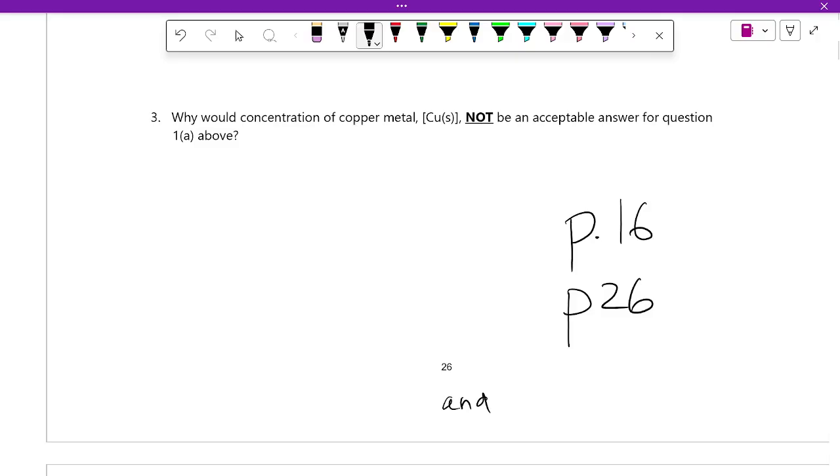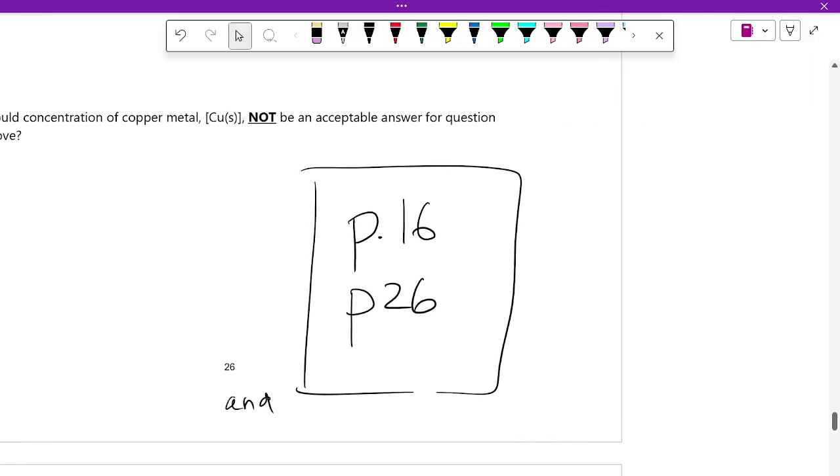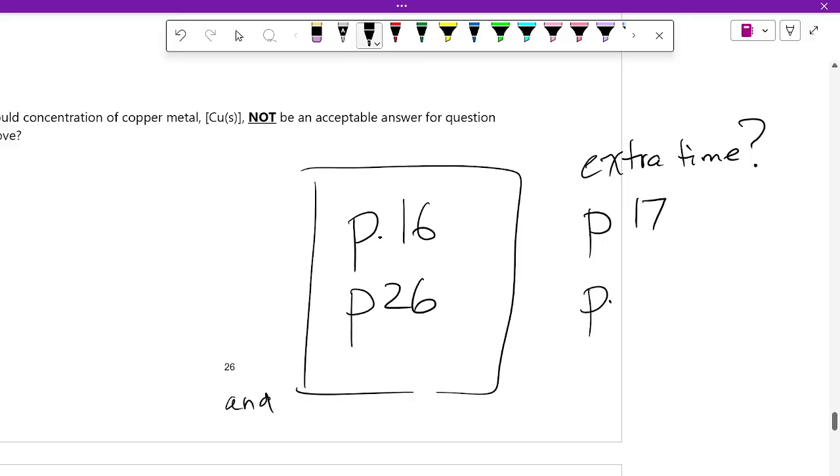Now, if you have extra time, that's kind of like your minimum. If you have extra time, you might take a look at page 17 and 27. These are all in the green book.